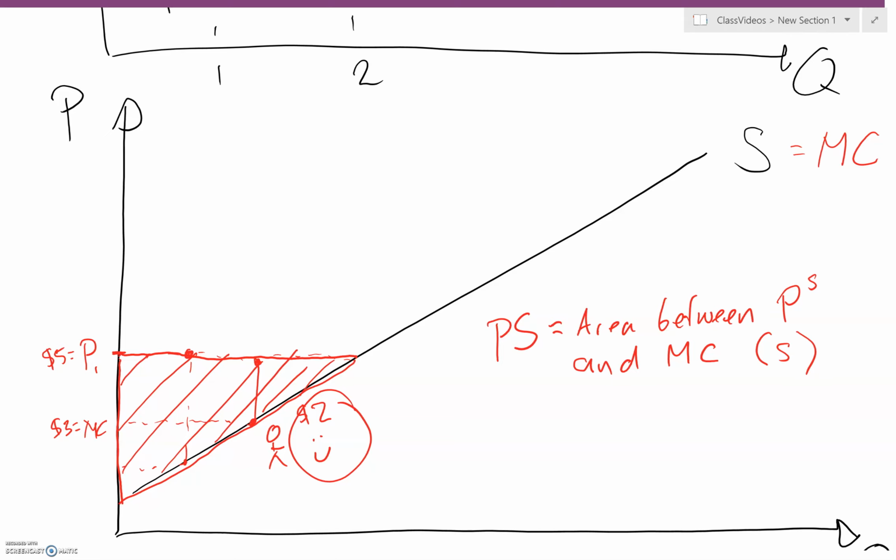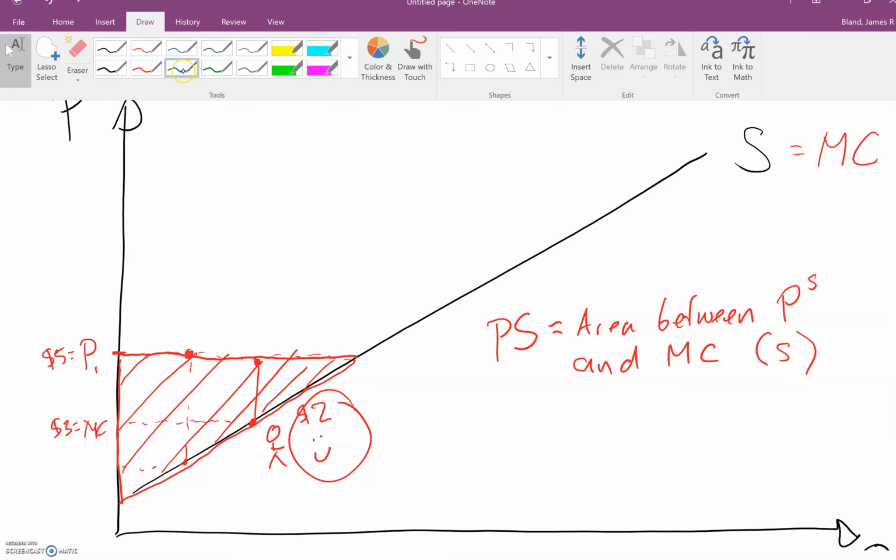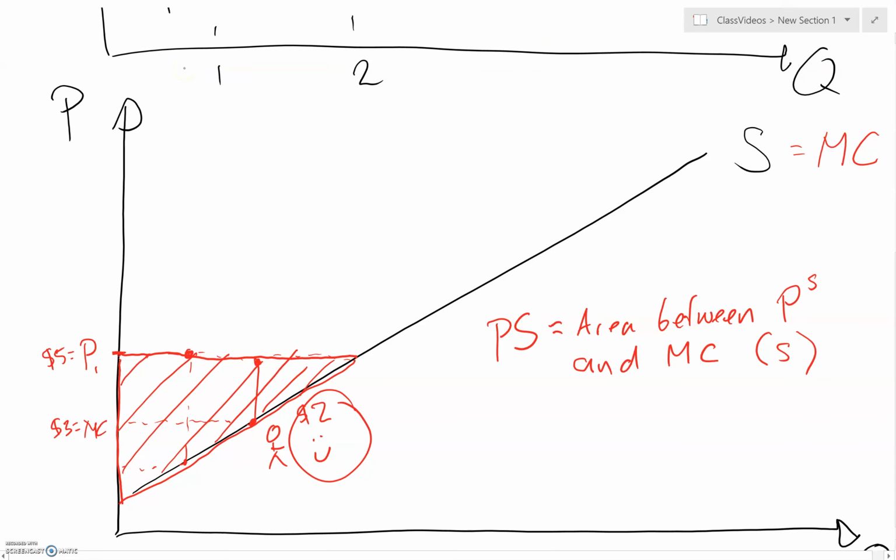So to give you an idea about this, let's suppose the price goes up. To do that, firstly, I need to move to a different color. So suppose the price rises to $10. Okay, so we have two things going on here.